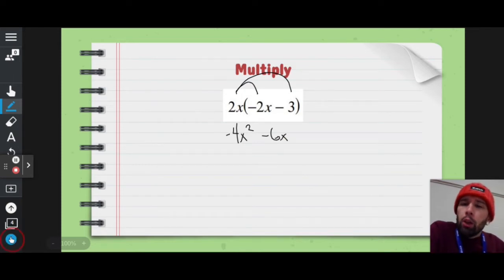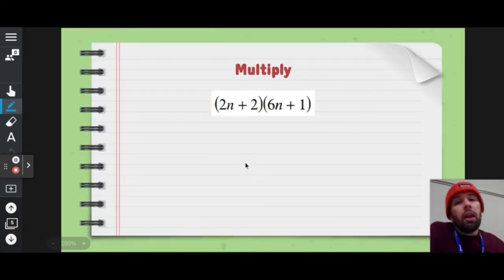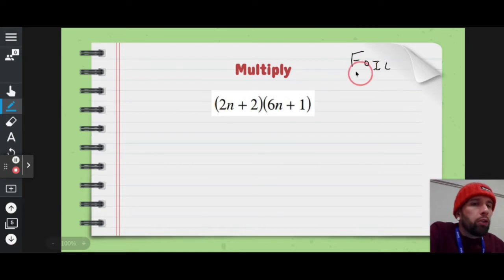Okay, regular old distributive property. This, however, is FOIL. Now remember, FOIL is an acronym that stands for first, outer, inner, last. When you multiply a binomial to another binomial, you FOIL. Also like a double distributive property thing.